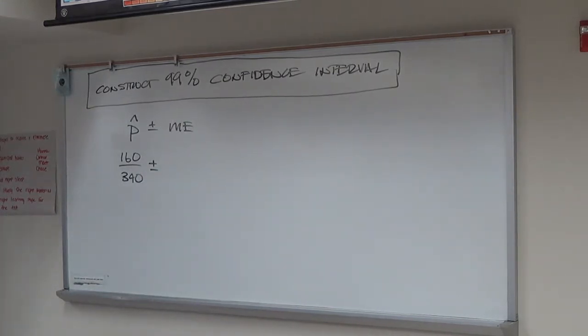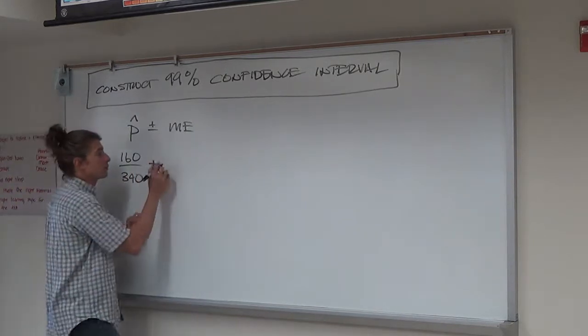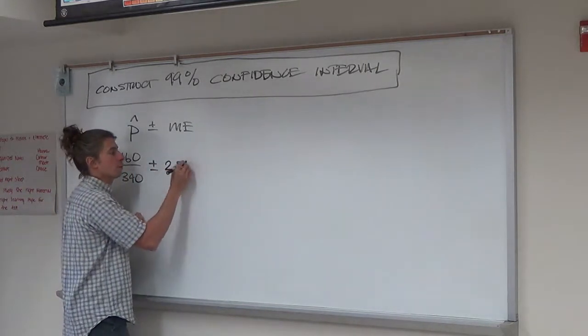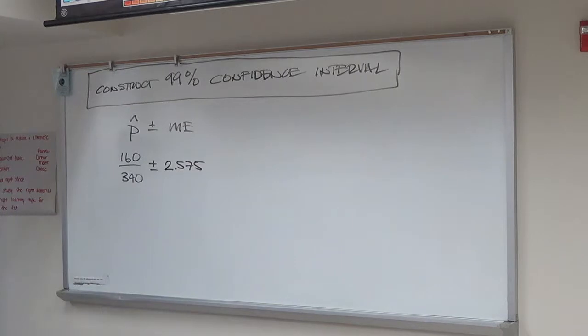Yes, the Z critical for 99% is 2.575. That, if you used the normal, would give you 99% in the middle, from negative 2.575 to positive 2.575. So the multiplier here is going to be 2.575.